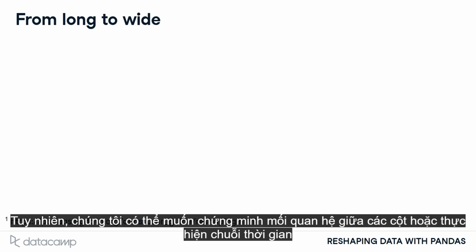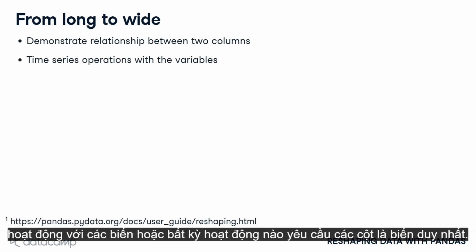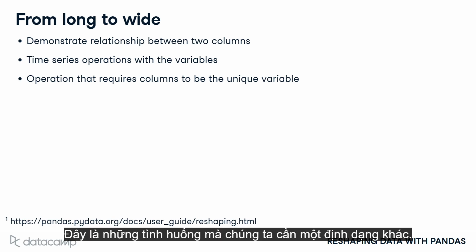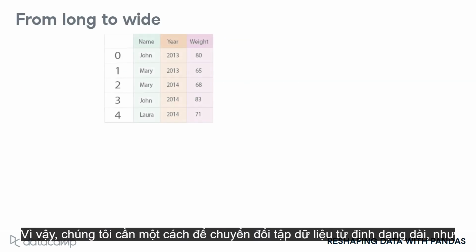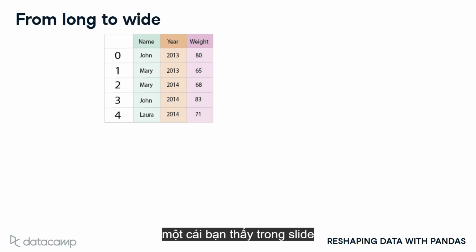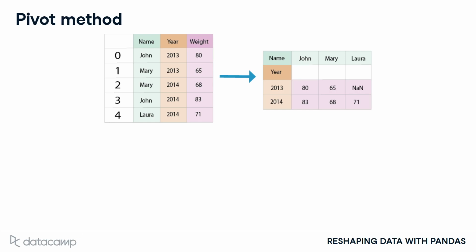However, we could want to demonstrate the relationship between columns, or do time series operations with the variables, or any operation that requires columns to be the unique variable. These are situations where we need another format. So, we need a way to convert a dataset from long format, like the one you see in the slide, to a format where we can discover patterns.